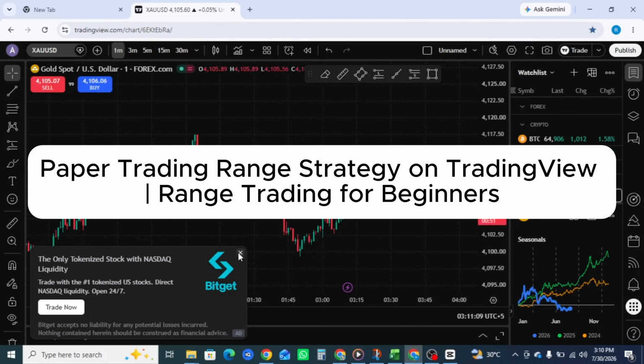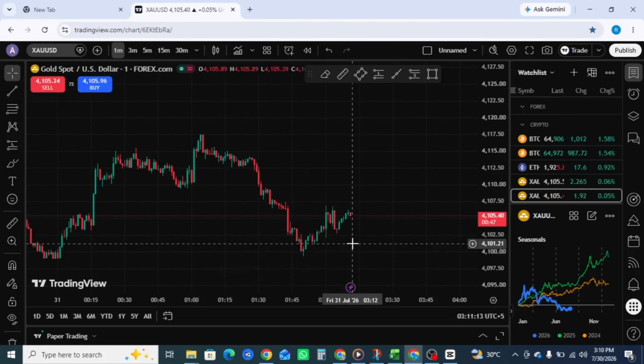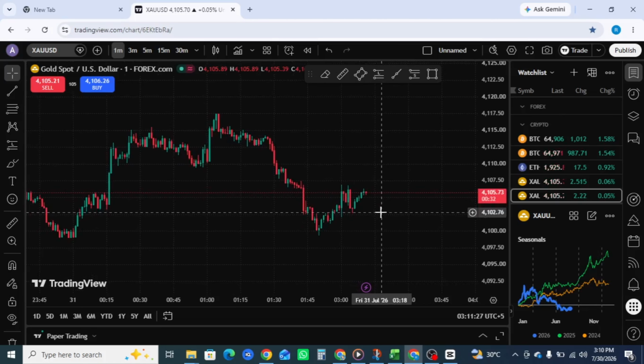Paper trading range strategy on TradingView, range trading for beginners. In this video, I am going to teach you how to trade price ranges on TradingView using a paper trading account. If you're a beginner, this is one of the safest ways to learn how to identify support and resistance, practice entries and exits, and test your strategy without risking real money.